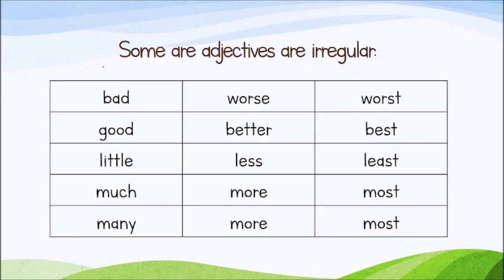So here are the adjectives that are irregular in form. The first column is in positive degree, the second column is in comparative degree, and the third column is in superlative degree. So bad in comparative degree will become worse, and worst in superlative degree. For good, it will become better to best. Little, less, and least. Much and many, they have the same comparative degree, which is more, and the same superlative degree, which is most. So remember these irregular adjectives.